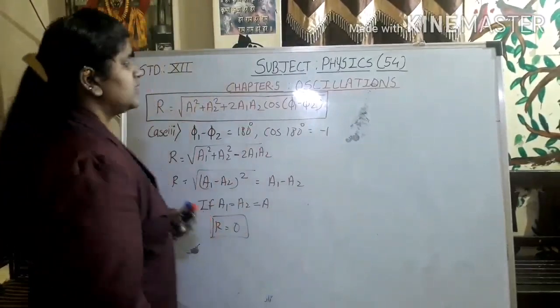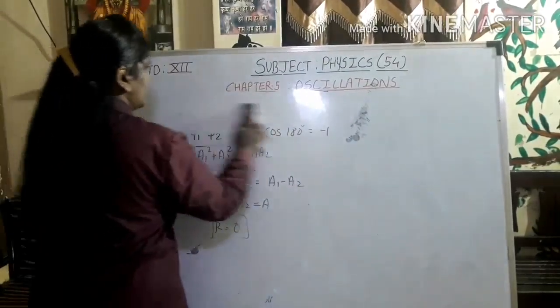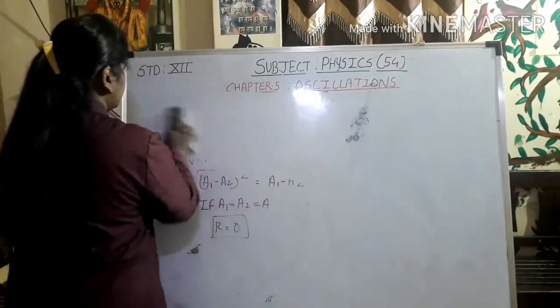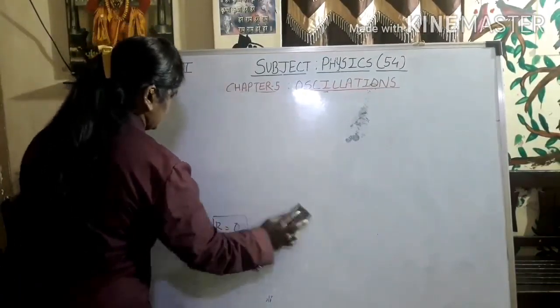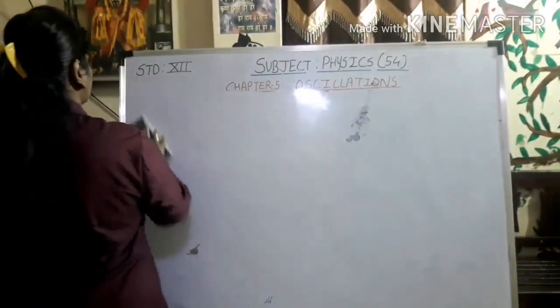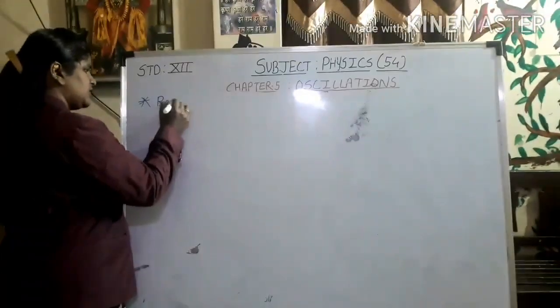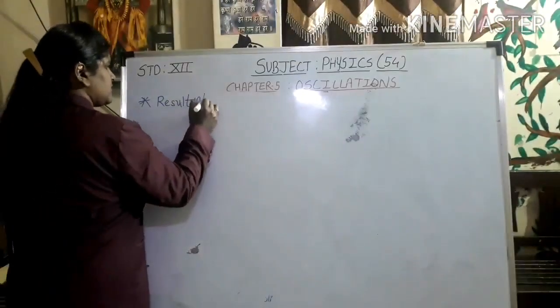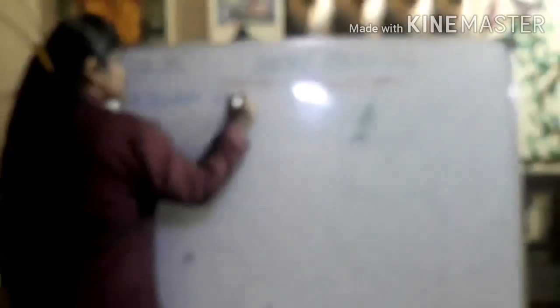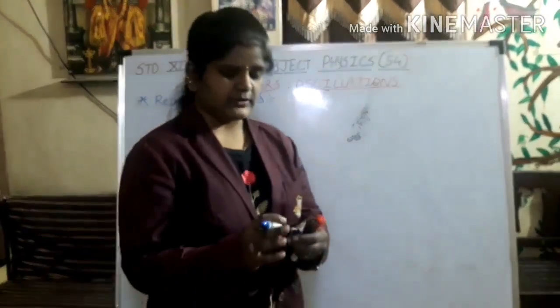Okay, so now let's move towards the new concept, the new point. This was the remaining point, and we are going to consider now the new point, which is resultant phase. Okay, so we are going to find out the value for resultant phase delta.